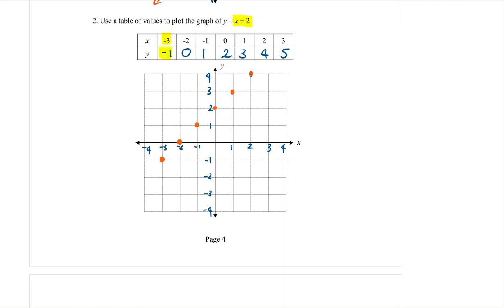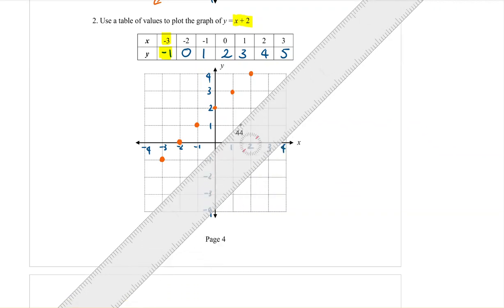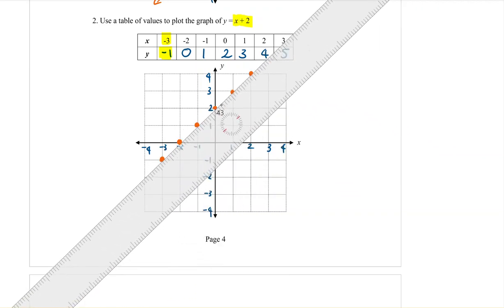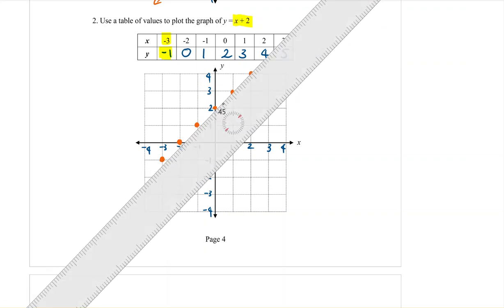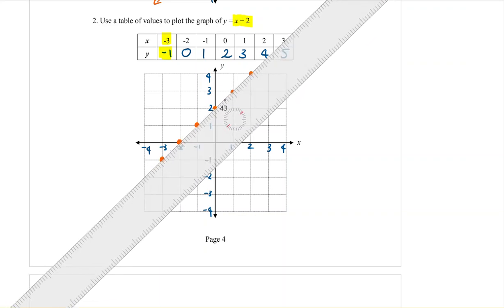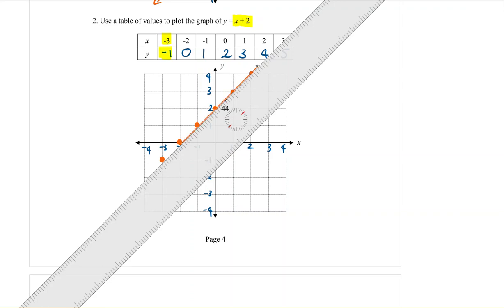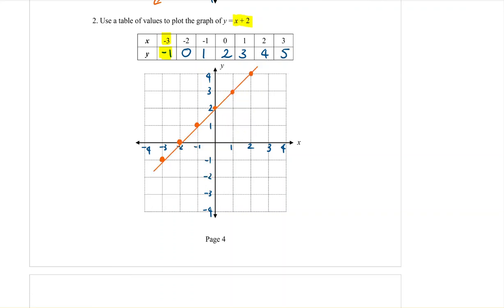And at 3, we should go to 5, but we don't have space for that, so we're going to have to stop there. And we get our ruler. And we draw a beautiful straight line going through those dots. Extend it out past your dots just a little bit so that you can put arrows on the ends.